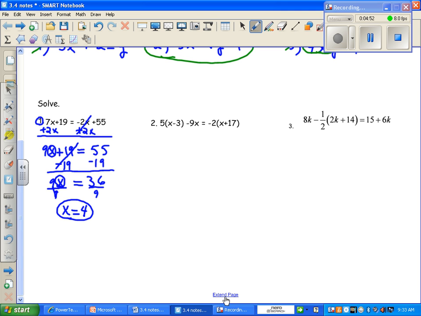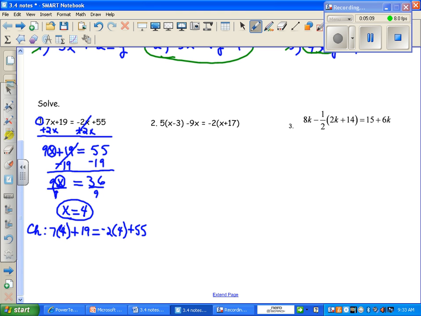Number, okay, so that's that problem. Now this one could be checked. You can check that by putting the x back into the original equation. So 7 times 4 plus 19, is that equal to negative 2 times 4 plus 55?